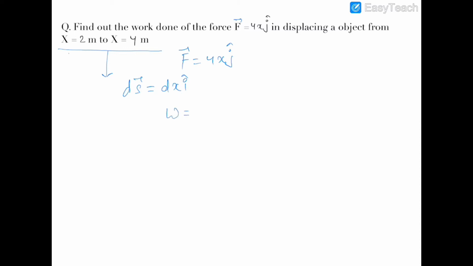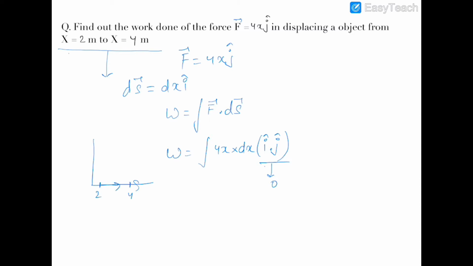And hence the work done will be integration F dot ds. Now we can say that integration F dot ds will be 4x into dx, but it would be i cap dot j cap, which is 0, we know that. This can be easily predicted: if this particle is moving on the x-axis from x is equal to 2 to x is equal to 4, and the force is acting continuously towards the y-axis, then the angle between the force and the displacement is 90 degrees, and hence the work done by this force will be 0. Now we move on to the next question.